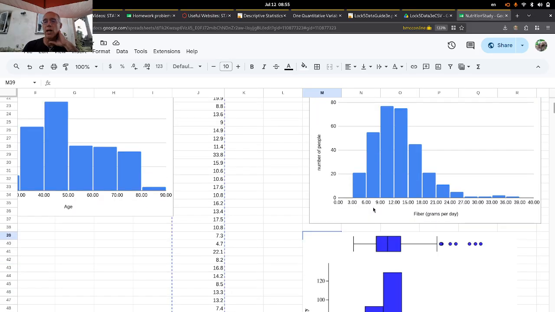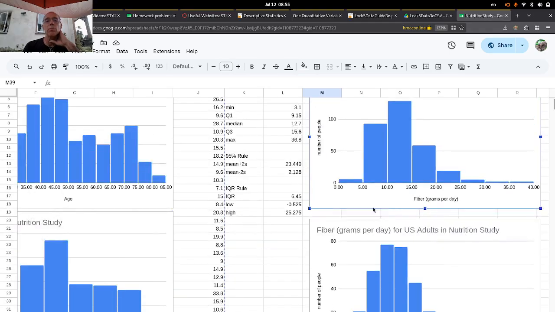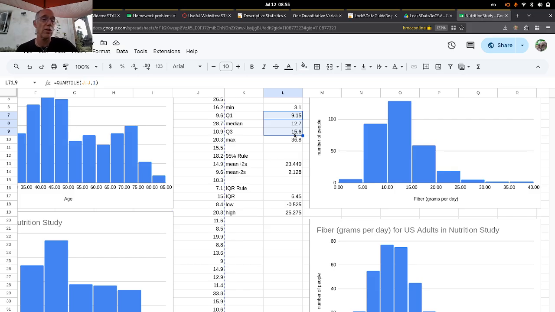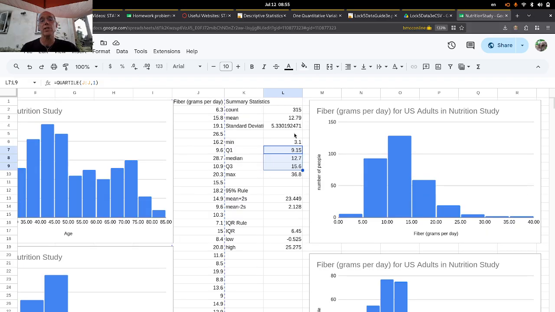The box plot, if we look at the numbers in the box plot, for example, if we look at Q1 through Q3, right, that's the box, that's 50%. So 50% of people in this study had a fiber intake between 9 grams and 15 grams. Right, so that's another observation we can make about this.